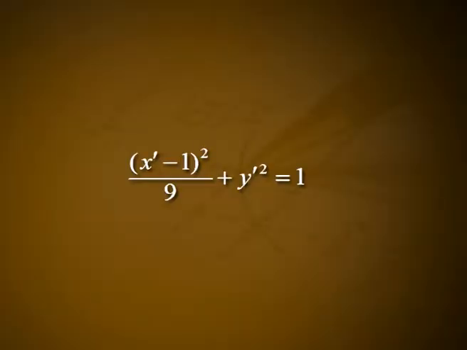Completing the square yields (x' − 1)²/9 + y'² = 1, which is the equation in the x'y' coordinate system of an ellipse with center (1, 0) in that coordinate system and semi-axes a = 3 and b = 1.